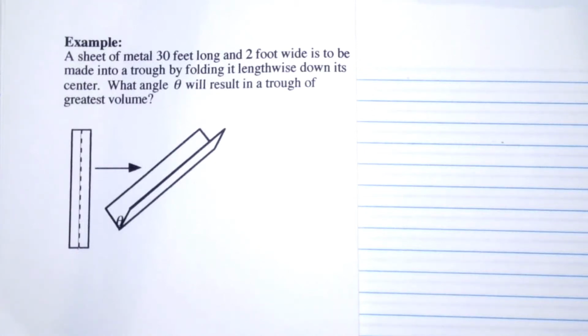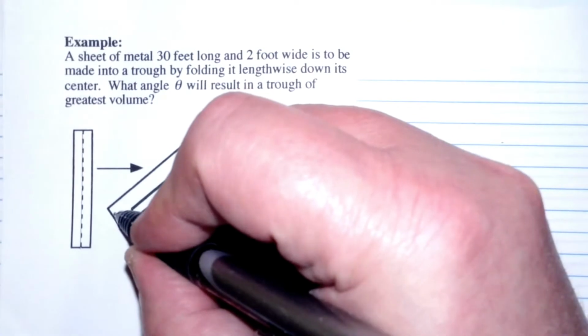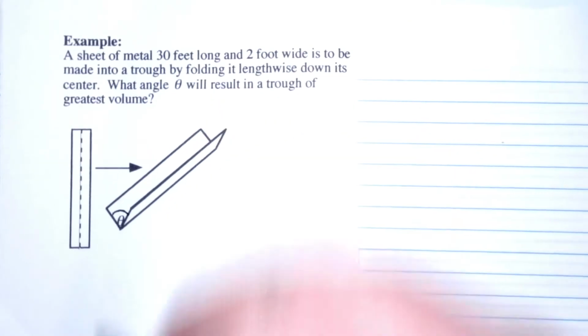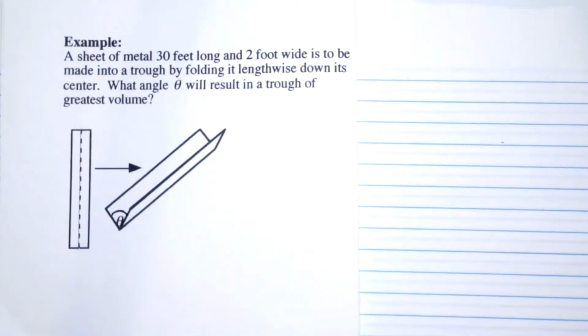In this video, we're going to try a second optimization problem. We've got a sheet of metal 30 feet long and 2 feet wide, and it's to be made into a trough by folding it lengthwise down its center. What angle theta will result in a trough of greatest volume? So theta is the angle between the two halves as we fold this.